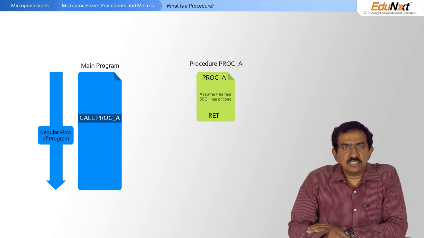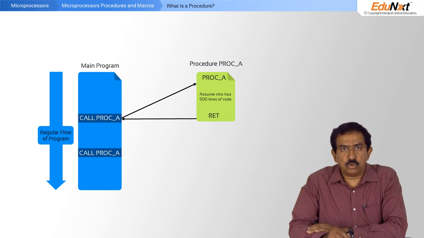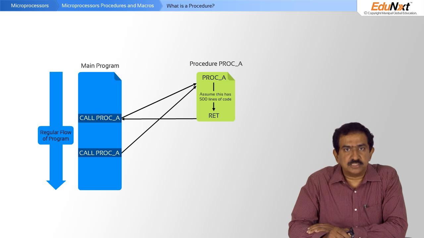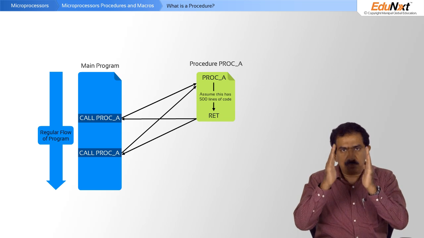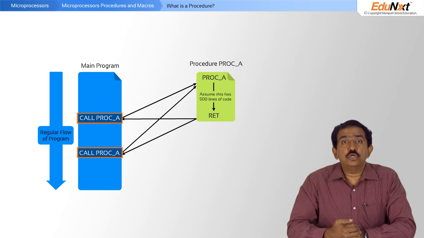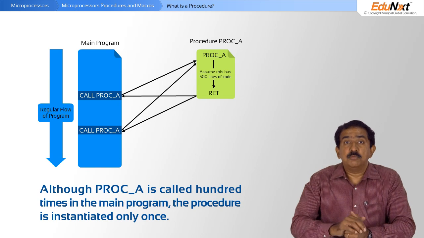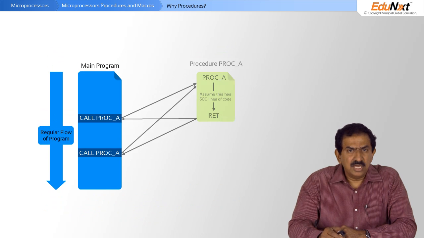As soon as the processor sees this, it jumps to the procedure address, it executes the procedure and returns to the main program. It runs the main program again, and if it meets call once more, it again jumps back to the procedure, executes the procedure, returns. So by placing this procedure code once somewhere in memory, you have been able to execute it twice in this particular example in your main program. You could have called proc A 100 times in the main program and the procedure would have still been instantiated only once.